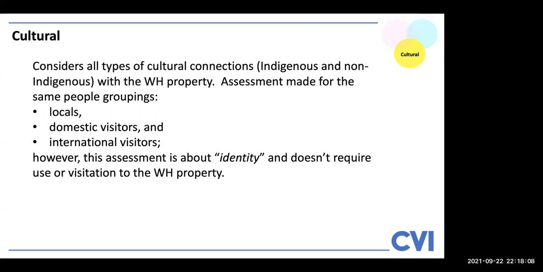The third pillar for the community vulnerability is the cultural connection. Here we look at all of the different possible cultural connections, again looking at these people groupings, locals, domestic people, and international people. Now, this assessment is about identity. It doesn't require, as mentioned before, a specific visit to the property.